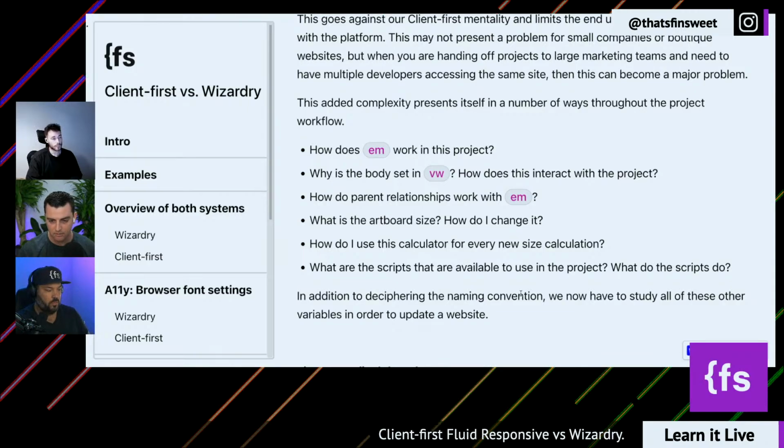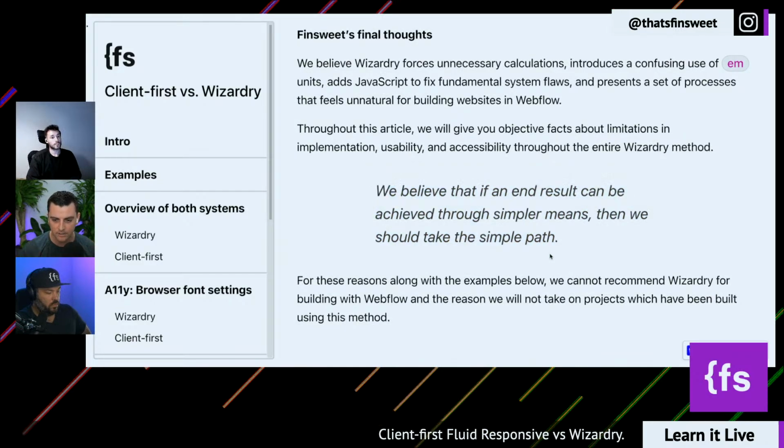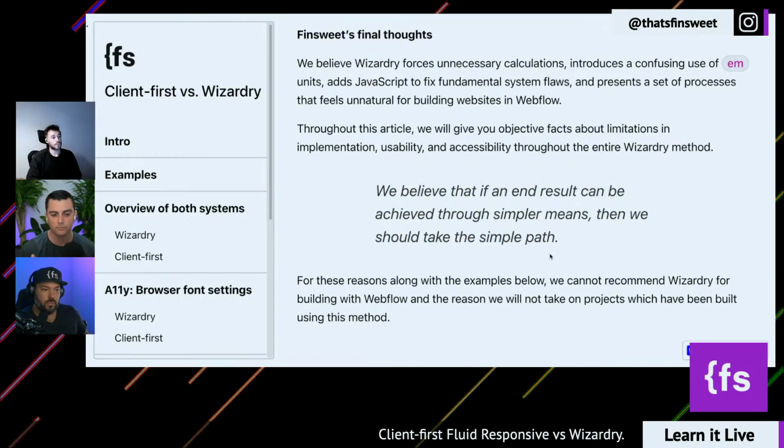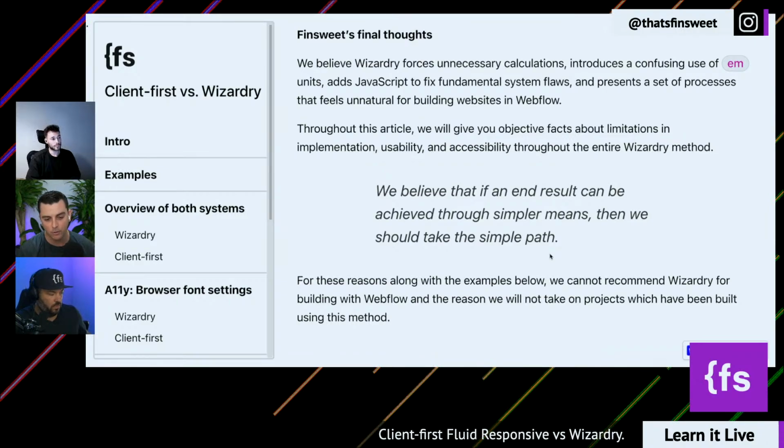So, okay, let's go down to the final thoughts here. And Finsweet's final thoughts: we believe that if an end result can be achieved through simpler means, then we should take that path. And this is the subjective part. This is what we feel. Now we're going to step away from all of the emotion, and we're getting right into the facts. Let's start overviewing these systems. Let's start to see what these different values mean, how they work, and then we get into the accessibility implications.